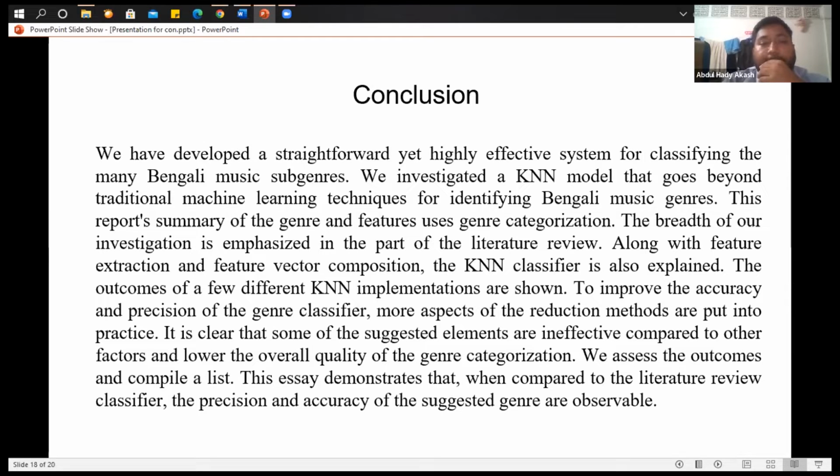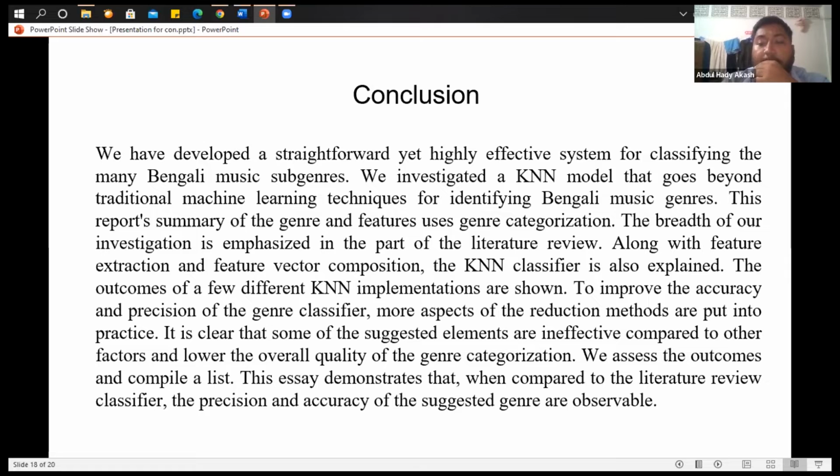Along with the feature extraction and the feature vector comparison, the KNN classifier also explains the outcome. A few different KNN implementations are shown, improving the accuracy and the precision of the general classifier. More aspects of the reduction method were put into the partition. It is clear that some of the struggling elements are effectively compared to the other factors and lower the overall quantity of the general categorization.